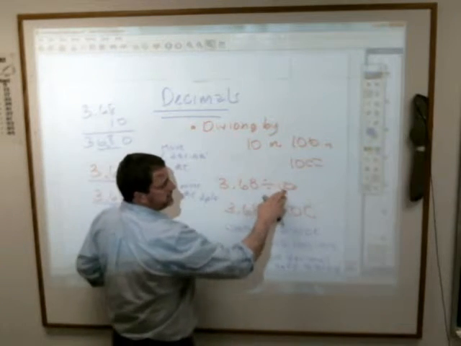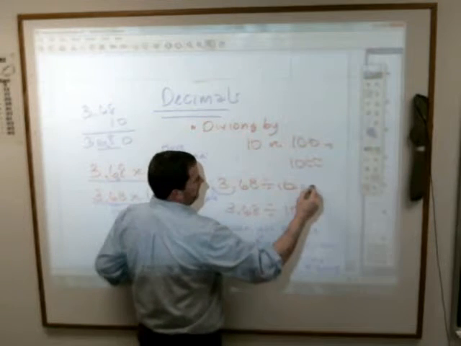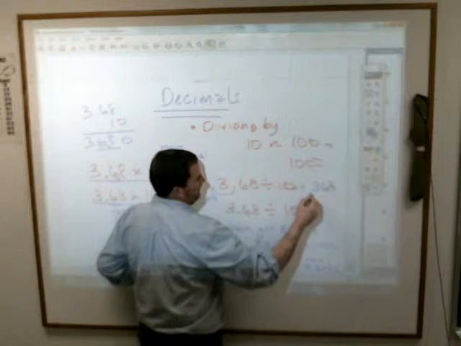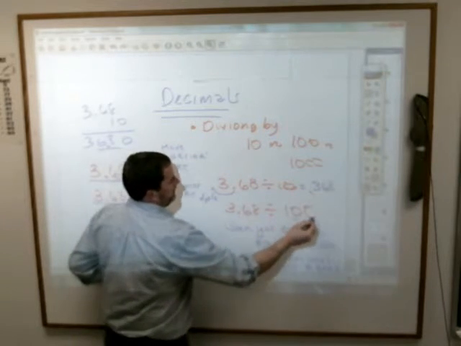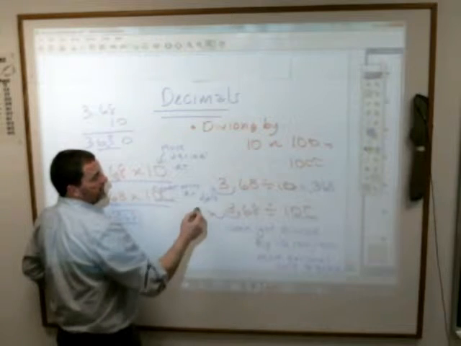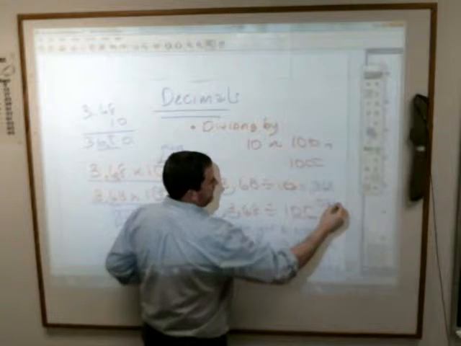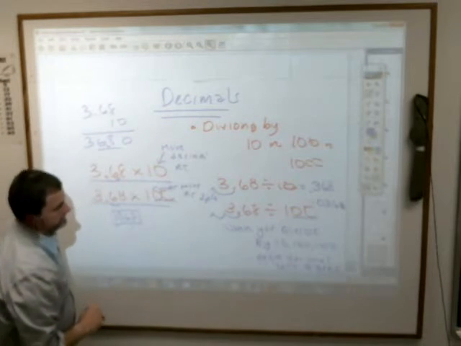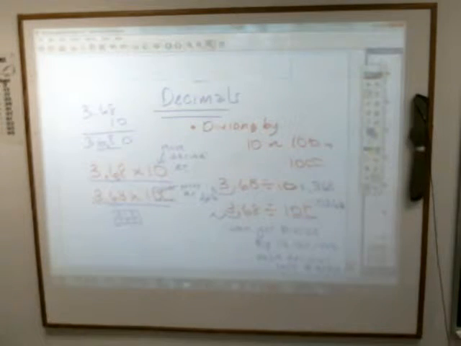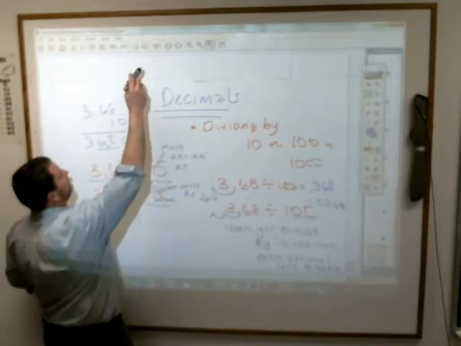10 has 1 zero in it, so I move the decimal back 1 place, so my answer is 0.368. 100 has 2 zeros, so I move the decimal back 2 places. I have to add a 0, and it's 0.0368. Again, this is what you're expected to do mentally. Please don't sit down and do the whole division problem out, because really you leave yourself open to getting a lot of stuff wrong here.